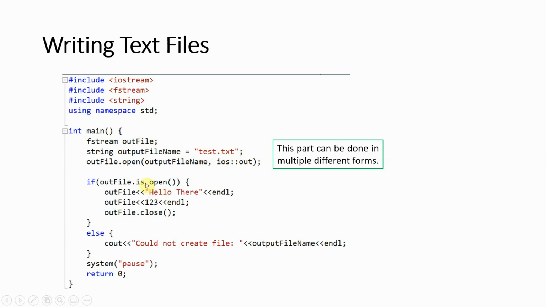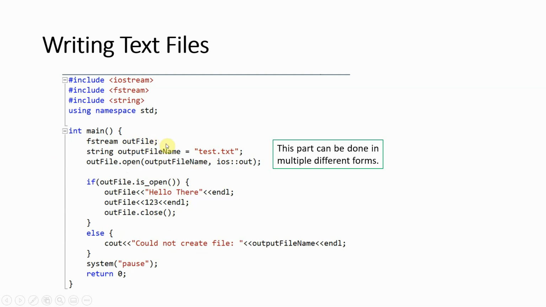So once this operation is done, we created the text file, we wrote something in it, and we disconnect this text file from the out file fstream. And if the opening operation was not successful, we just provide a message on the screen for the user that we could not create the file. Okay, so this is a very simple example of writing a text file.